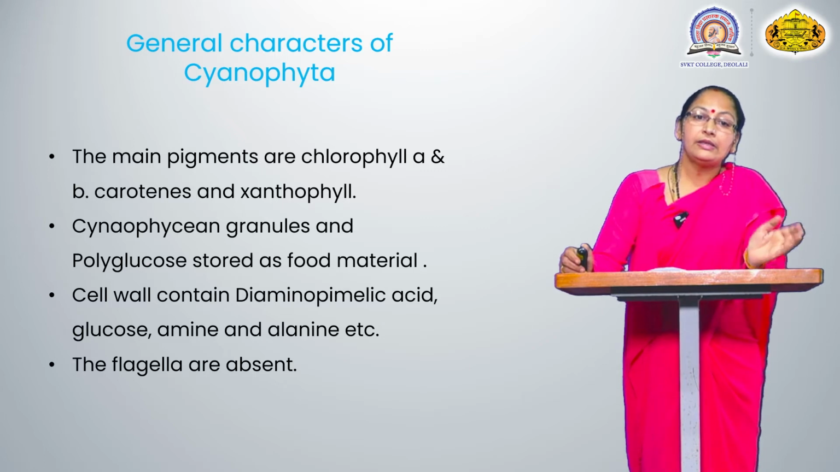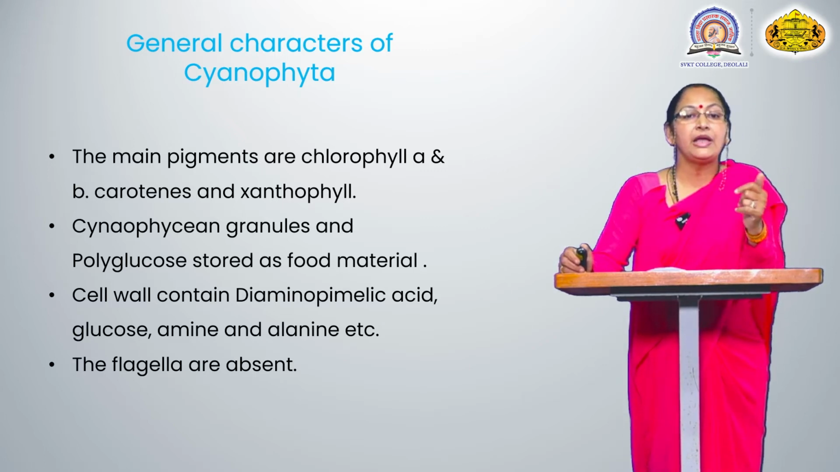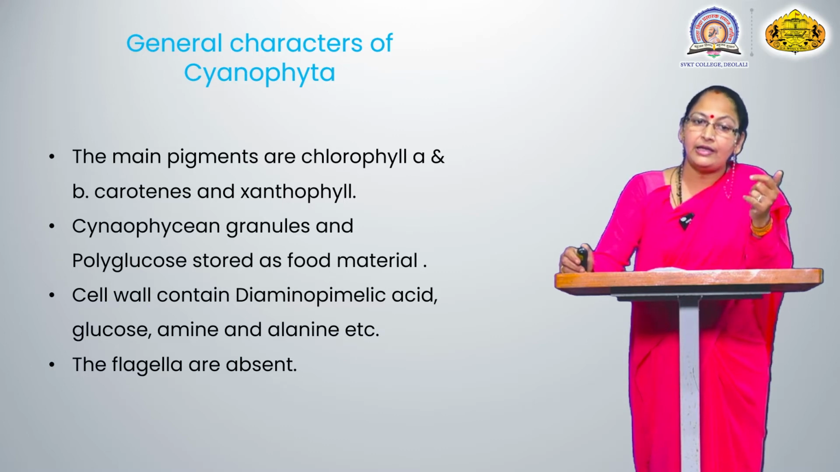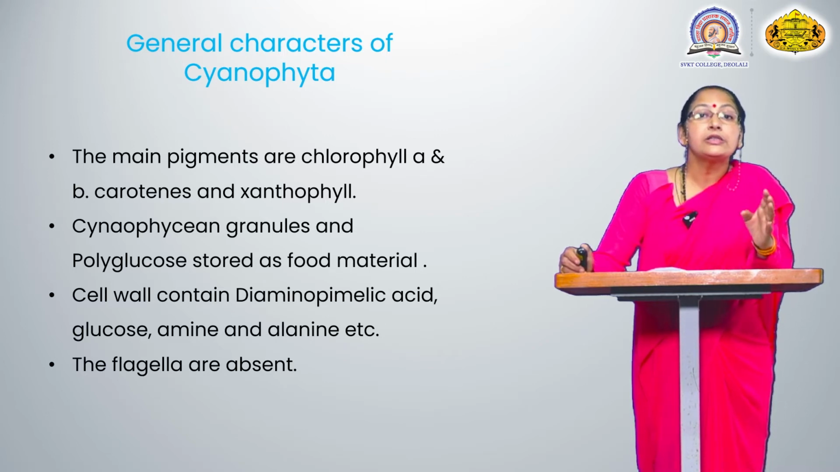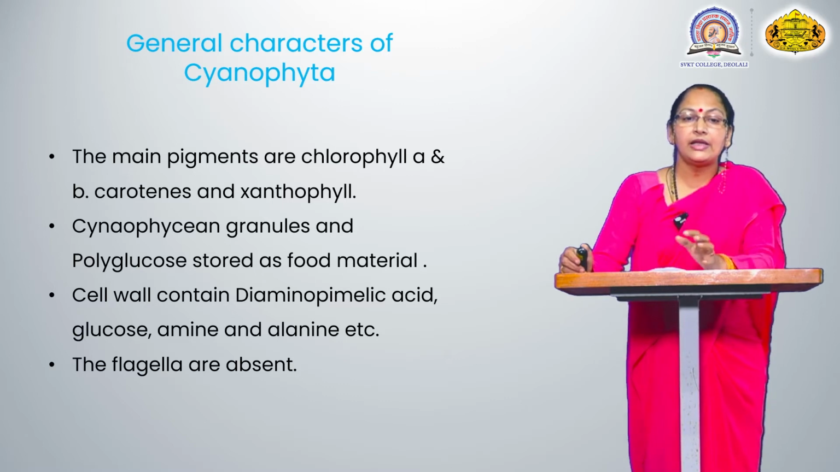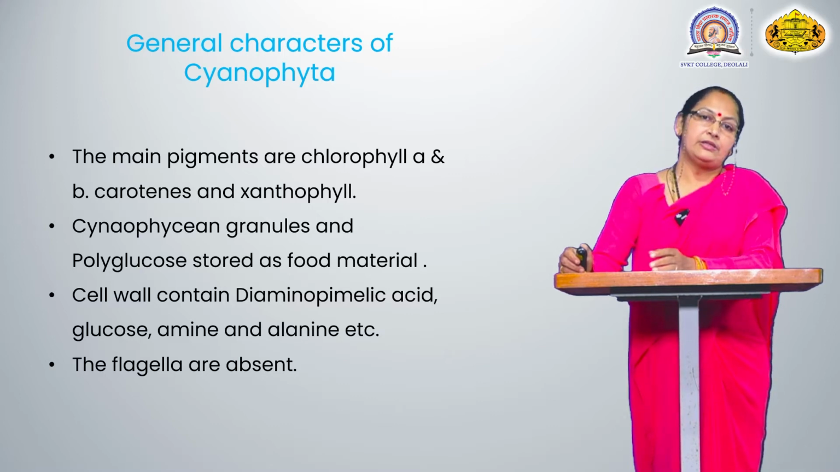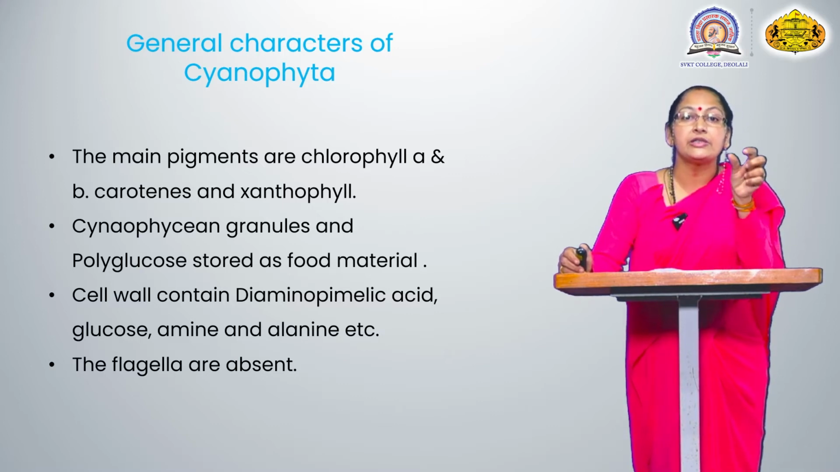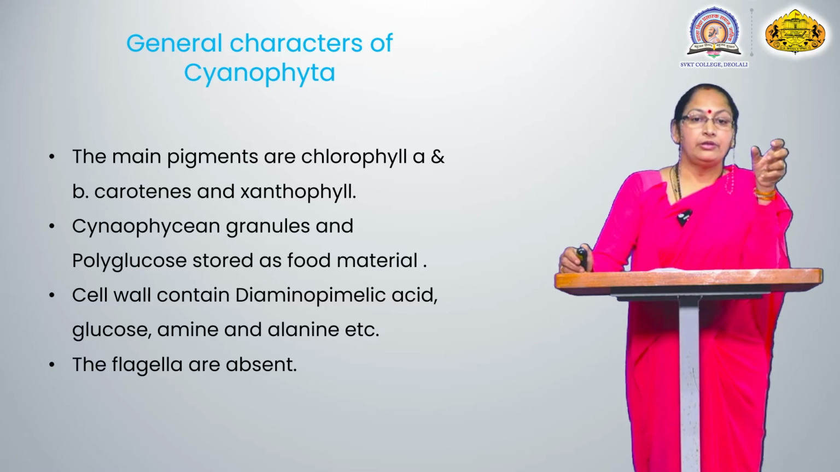Okay, student. First, the general characteristics of the Cyanophyta. First, the main pigments are chlorophyll A, then chlorophyll B, then the carotenes and the xanthophyll. These 4 pigments are present in the Cyanophyta. Then the next general characteristic of the Cyanophyta is that cyanophycean granules are present. Some granule structures are present in the cell of the Cyanophyta. For example, Nostoc and also Anabaena are good examples.